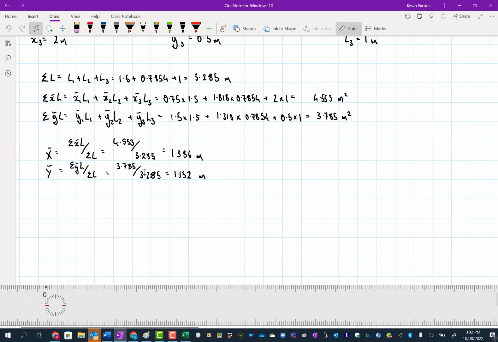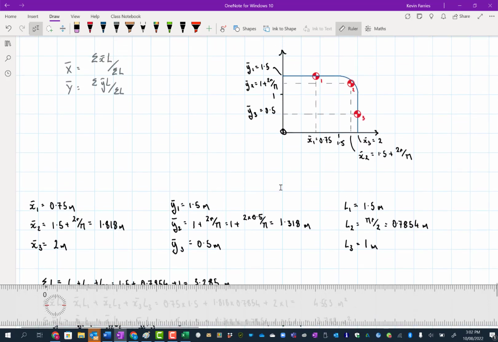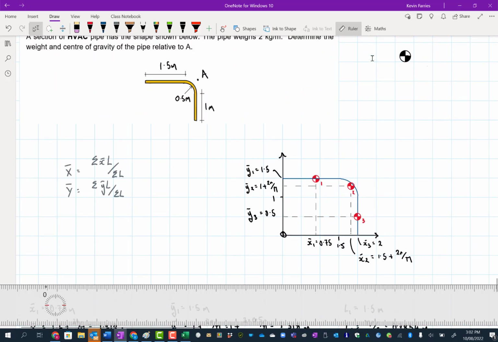So we figured out the position of the centroid, or the center of gravity of the overall shape, of the pipes, roughly. It's a bit of an approximation, but it's close enough. So you're basically ignoring the width, or the diameter, of the pipe.